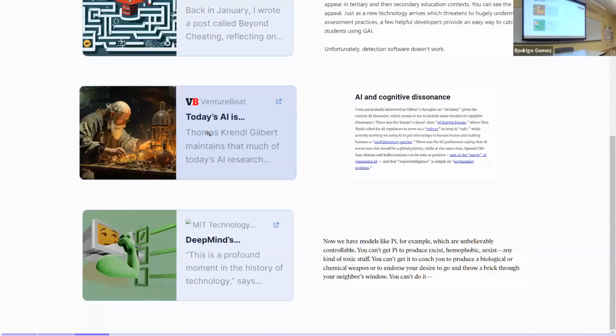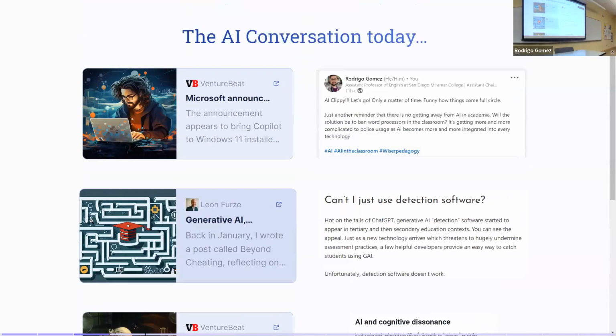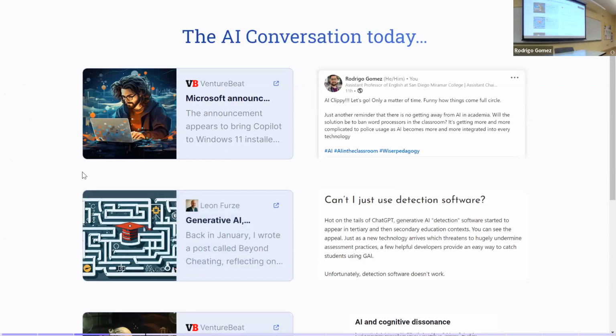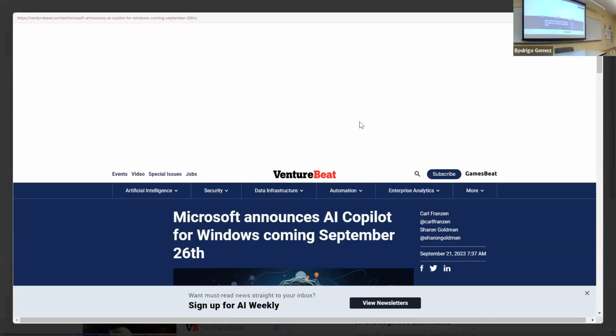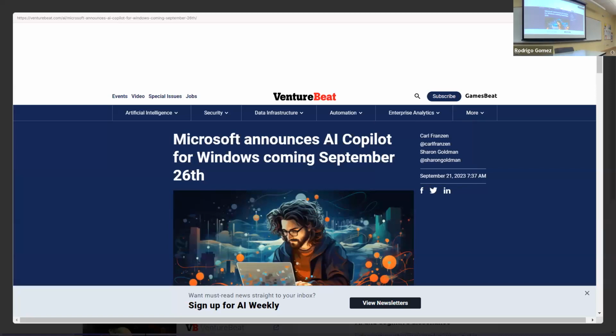Now, as far as where we are in the conversation of AI, I also wanted to start here with a little bit of what's going on today, right? So there's a lot of conversation about fears and pros and cons to using it. We covered a lot of it ourselves last time, but this was a recent announcement that came out. Microsoft announces Copilot for Windows coming September 26th.